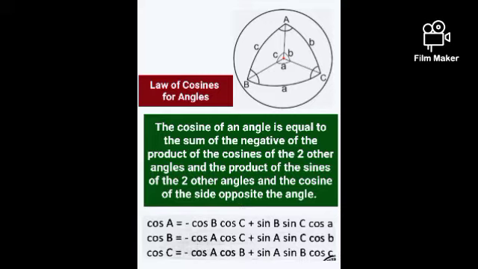And those are the three equations containing cosines for the three angles of the oblique spherical triangle. Again, we use the law of cosines for angles depending on the parts of the oblique spherical triangle given.